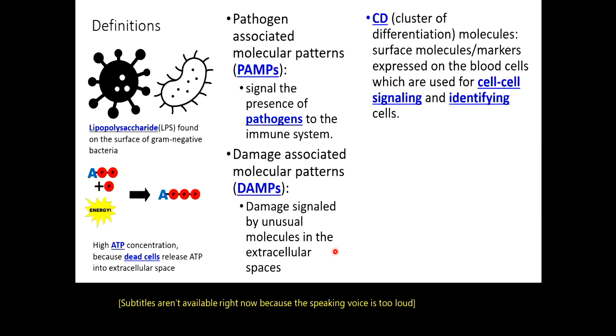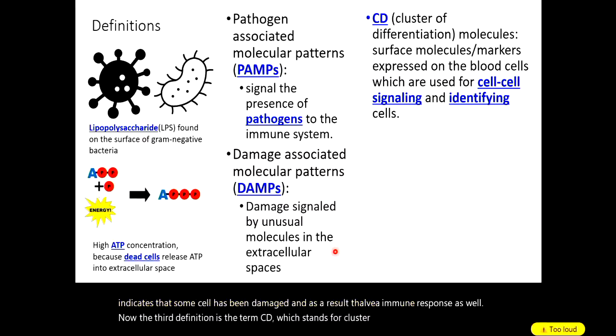Now the third definition is the term CD, which stands for cluster of differentiation, and these are proteins which are found on the surface of cells, which have a twofold effect, right?